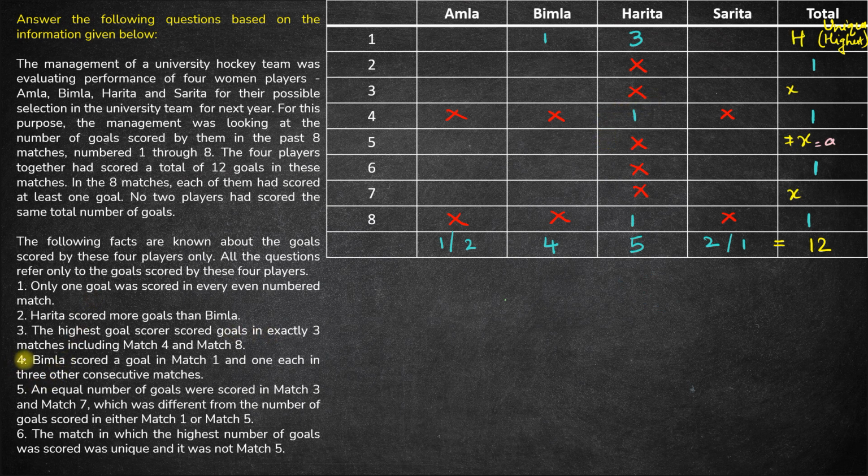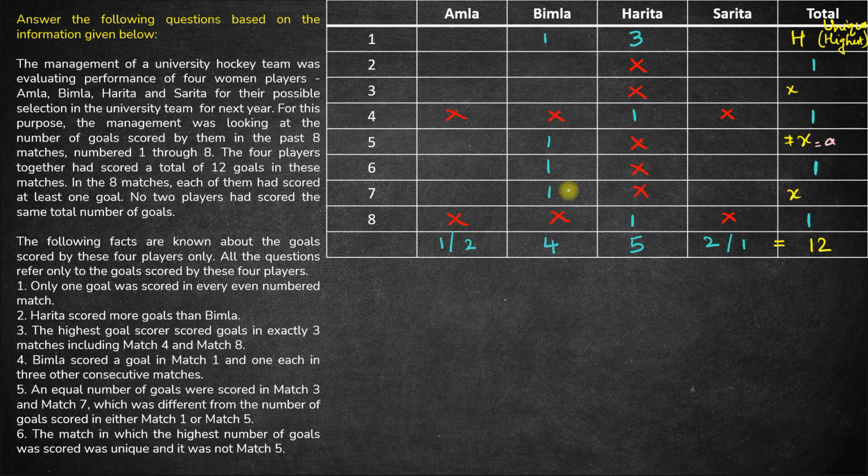Now if you look at point 4, it's given that Bimla scored a goal in match 1 and won each and 3 other consecutive matches. So Bimla scores 1 goal in 3 consecutive matches. Which can be these 3 consecutive matches? It can only be match 5, 6 and 7. So 5, 6, 7. That means at least 1 goal is scored in match 5, 6 and 7.